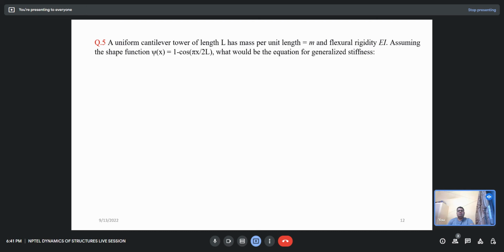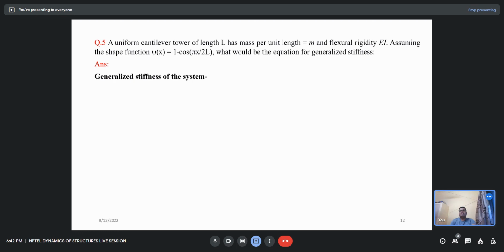In this, a uniform cantilever tower of length L has mass per unit length m, the unit is kilogram per meter, and the flexural rigidity is given as EI. Assuming the shape function given to you, psi x is equal to 1 minus cos pi x by 2L, what would be the equation for the generalized stiffness for the continuous system? For the formulation, if you have gone through the NPTEL 7th week content, you can find the formulation for this generalized stiffness in the continuous system.